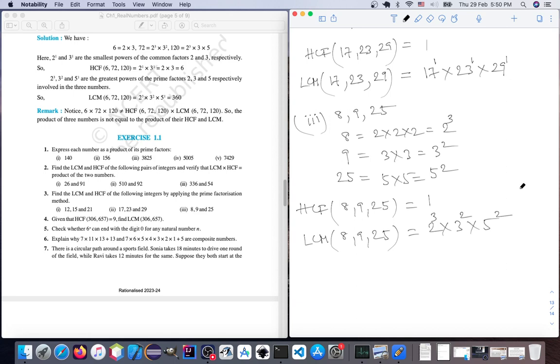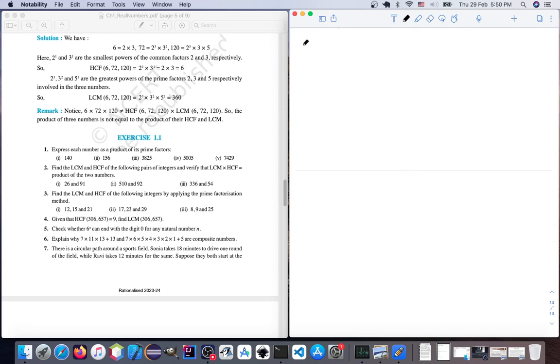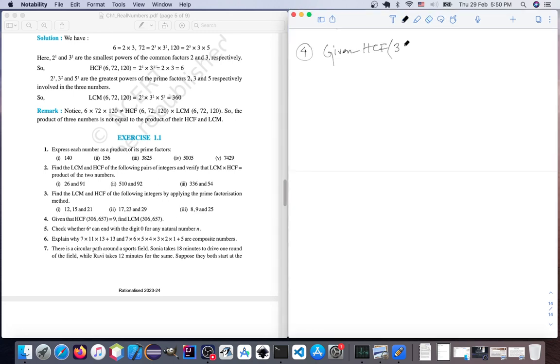Okay. Now problem number 4. What it says: given that the HCF of 306 and 657 is 9, find the LCM.